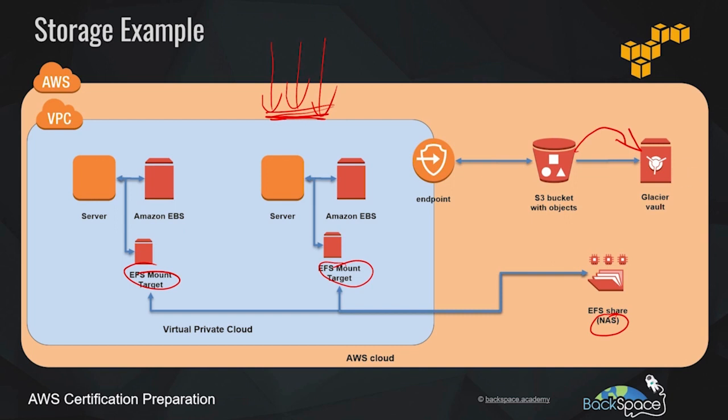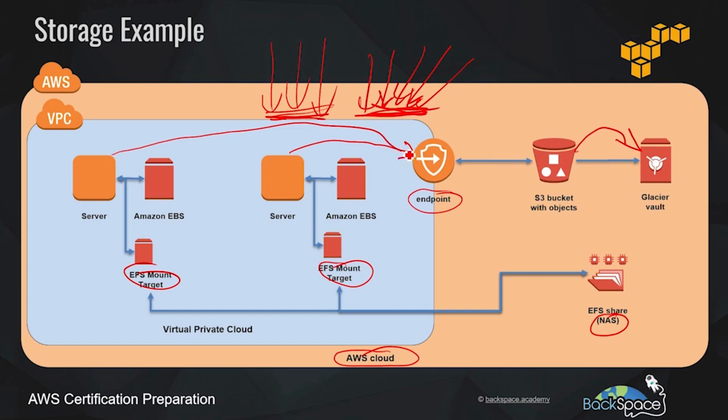Now, that S3 bucket will be located in the AWS cloud. It's not located in our VPC. So remember we said the VPC is our private space within the AWS cloud. And nothing gets through it without us allowing it to come through. So that is where the VPC endpoint comes in. So we can create one of those, and that will allow traffic to flow in and out of our VPC specifically for that S3 service.